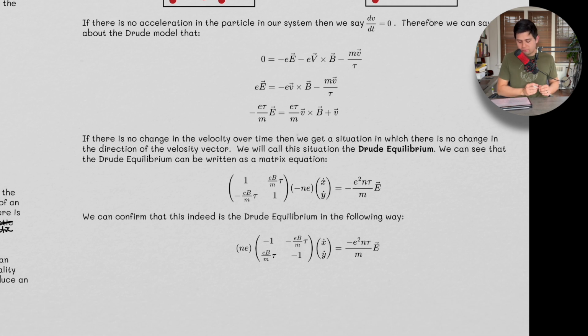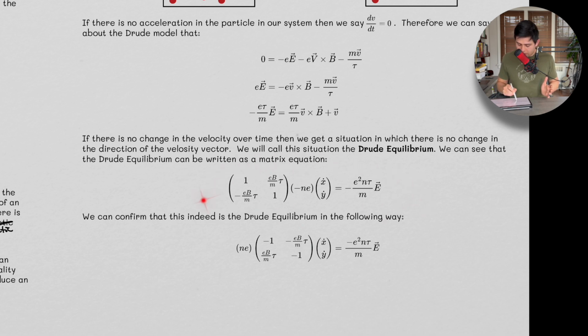If there's no change in velocity over time, then we'll get a situation in which there's no change in the direction of the velocity vector, okay? So we call this situation Drude equilibrium. So this is the Drude equilibrium. We can see that the Drude equilibrium can actually be written as a matrix equation. It's weird to look at this and be like, well, this is a matrix equation. Well, let's see how this is a matrix equation.